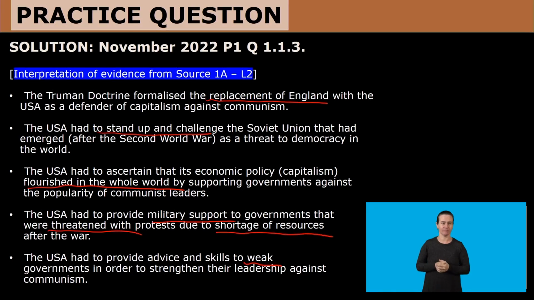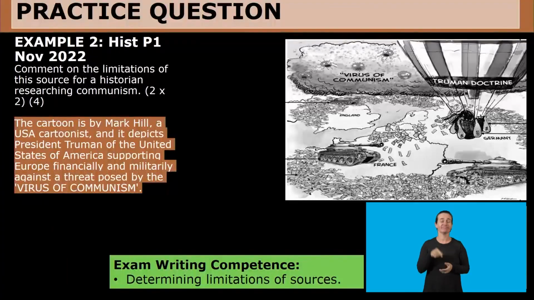So you can see those are all the reasons why it was important to implement the Truman Doctrine in order to strengthen their leadership against communism. So all these responses show that the Truman Doctrine was put in place because there was a problem, but also to stop the spread of communism, as you can see. Now let's look at another example, which is an interesting one, and this one is a cartoon. It says, comment on the limitations of this source. So limitations of the source for a historian researching communism.